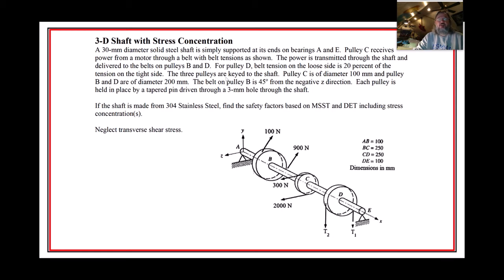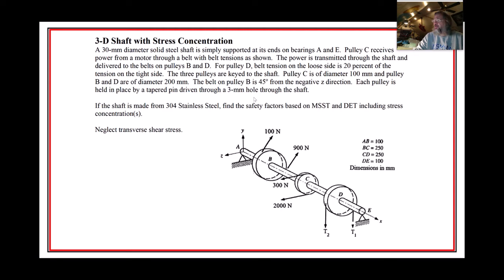The 3 pulleys are keyed to the shaft, so we might have some stress concentrations there. Pulley C has a diameter of 100 millimeters, and pulleys B and D are 200 millimeters. The belt on pulley B is at 45 degrees right there, as you can see. It's not up and down or left and right. Each pulley is held in place by a tapered pin.